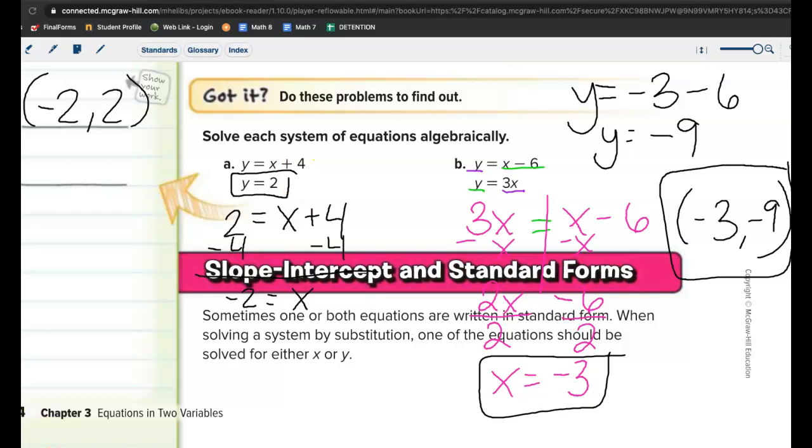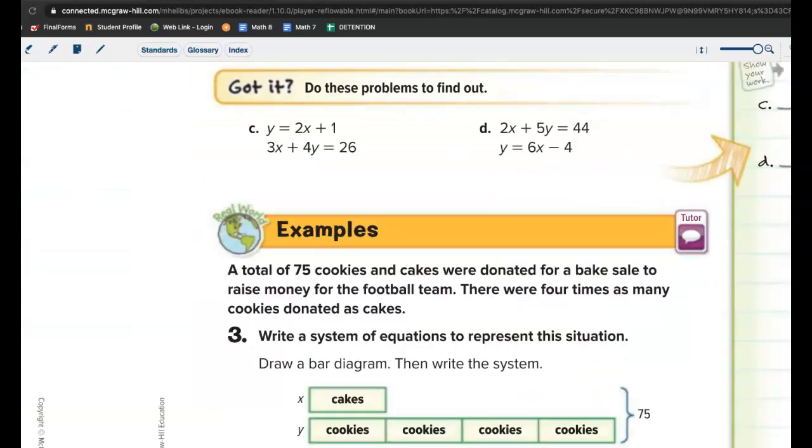Step 1 is to get y by itself. Do I already have one equation that has y by itself? Perfect. Done with step 1. Step 2, substitute the value of y in the second equation. So in other words, I'm going to take this value and substitute it in for y right there. So I would get 3x, that stays the same, plus 4 times 2x plus 1, and that equals 26.